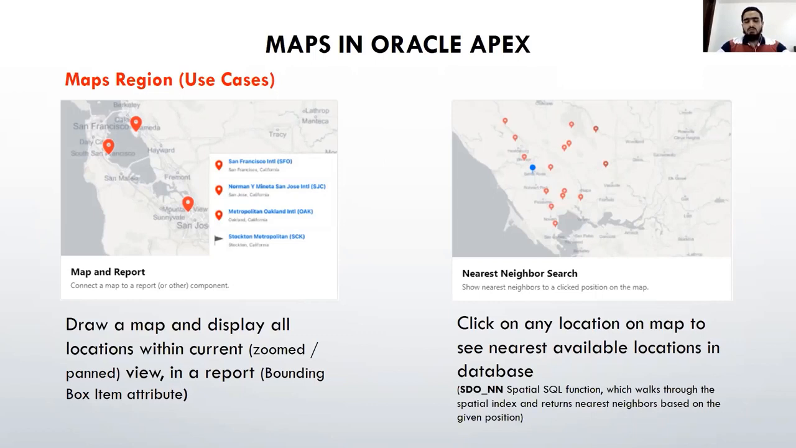For this, we use the SDO underscore nearest neighbor special SQL function. It is already available in Oracle database, and it actually walks through the spatial index and returns nearest neighbors to the given position. We will just pass the position to this function, and it will give us all the neighbors available from our database table.